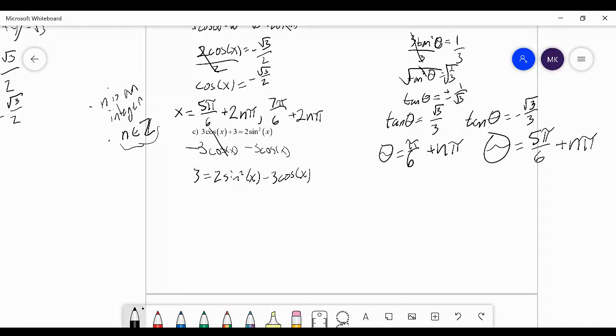So I want you to think. I don't want you to do it. I want you to pause the video if you need to, and think, how can I get this so that I have only one trig function, not sines and cosines. I want to have one type of trig function. Okay. So I want you to pause the video and think about how you can do that.